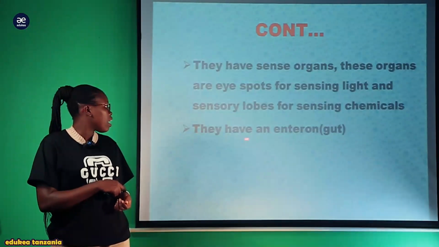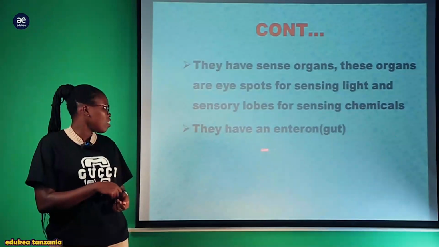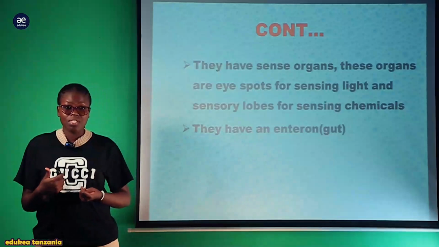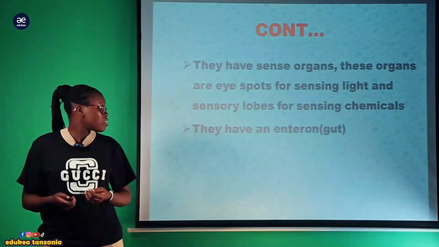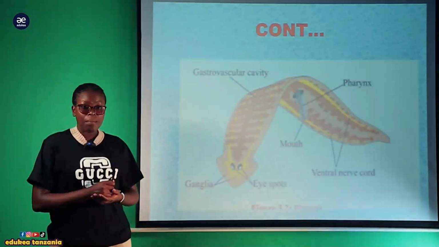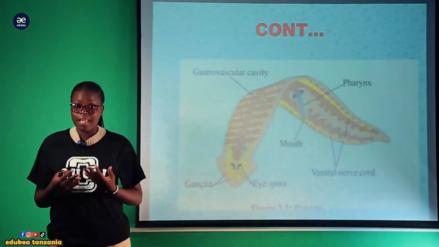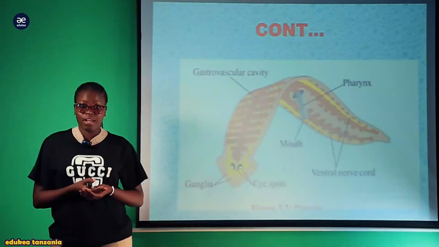Also, these animals have an enteron gut. This is an example of the Planaria, one of the representative members of the class Turbellaria.